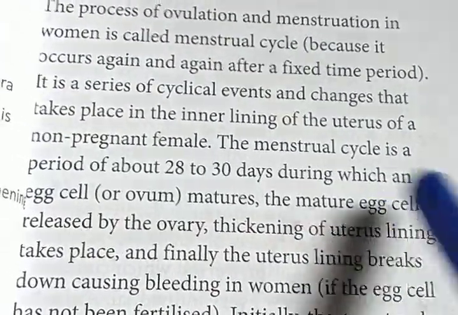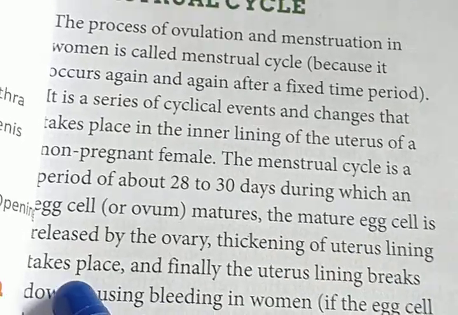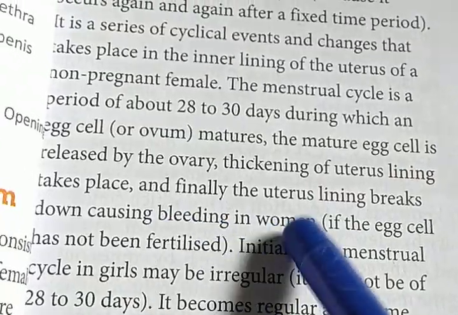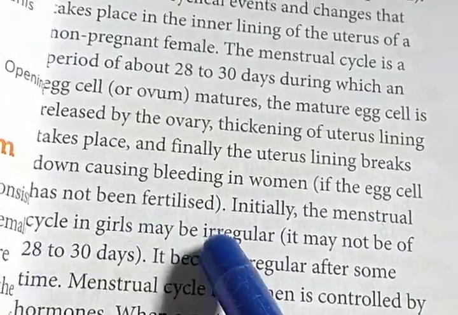When the mature egg cell is released by the ovary, thickening of the uterus lining takes place, and finally the uterus lining breaks down, causing bleeding in women. Initially, the menstrual cycle in girls may be irregular.